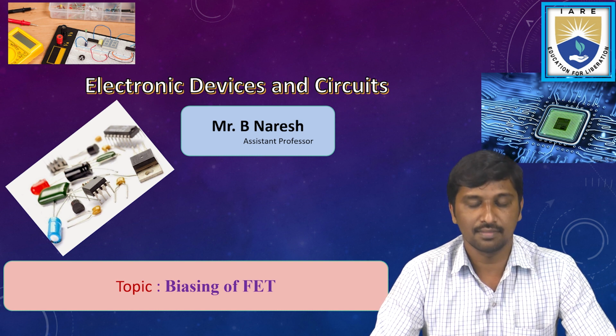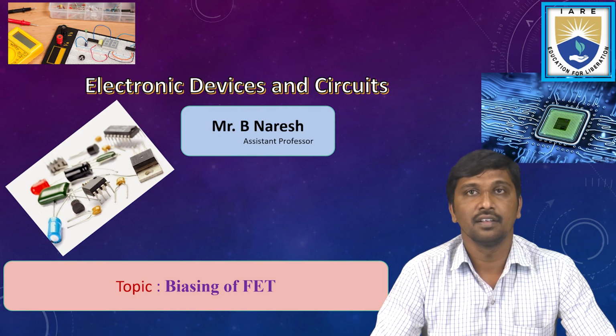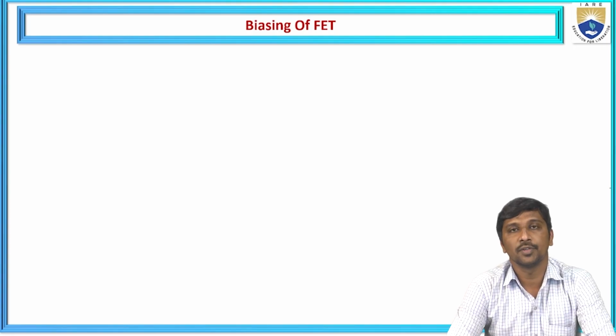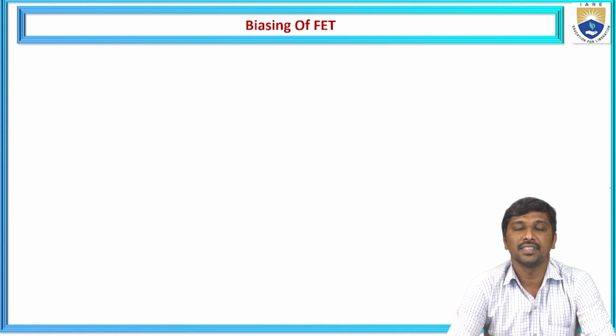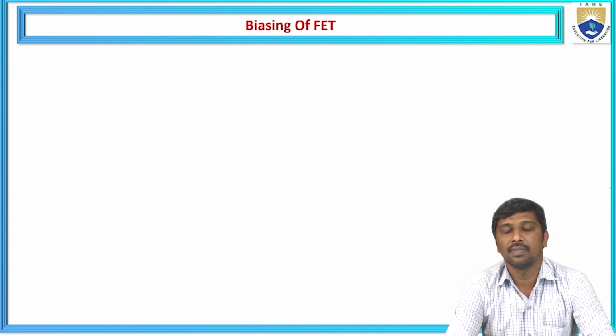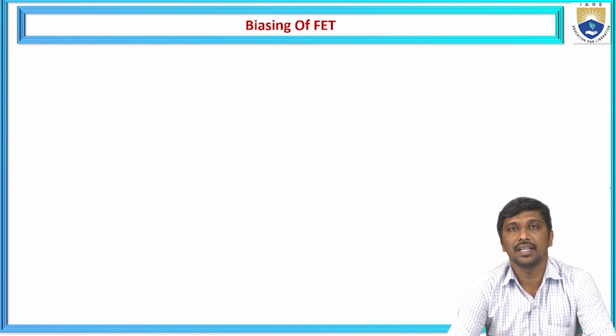Today's topic is biasing of FET. In this session, we are going to discuss what is the need of biasing and how to design the biasing concepts for the field effect transistor. Before going to the biasing concept, what is the need of biasing? It is to identify the behavior of any semiconductor device, like diodes or transistors.